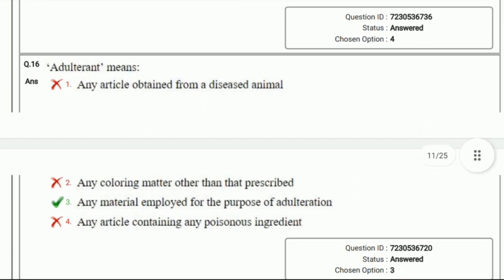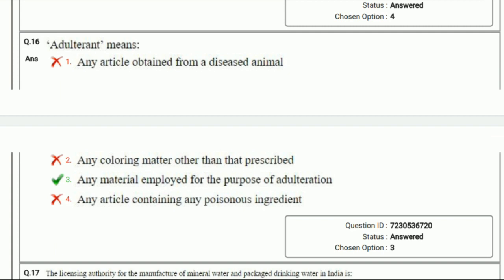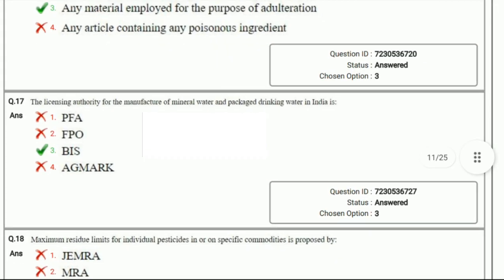Next question: adulterant means any particle which is added to food for the purpose of adulteration; that is known as an adulterant. The licensing authority for the manufacture of mineral water and packaged drinking water in India is, so the answer is BIS.